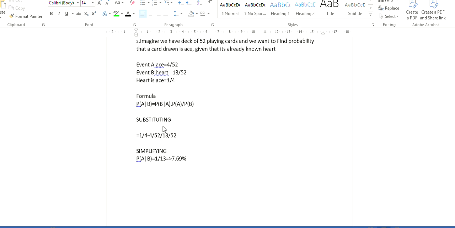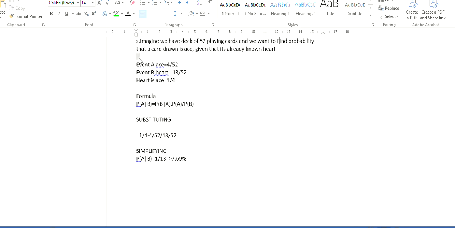So I am writing the base formula here. After writing the base formula, substitute. What is P of A given B? That is 1 by 4, into what is A, 4 by 52, divided by probability of B, that is 13 by 52. After substituting, simplify this. After simplifying, you will get 7.69%. So like this, step by step, we have to analyze whatever is given.